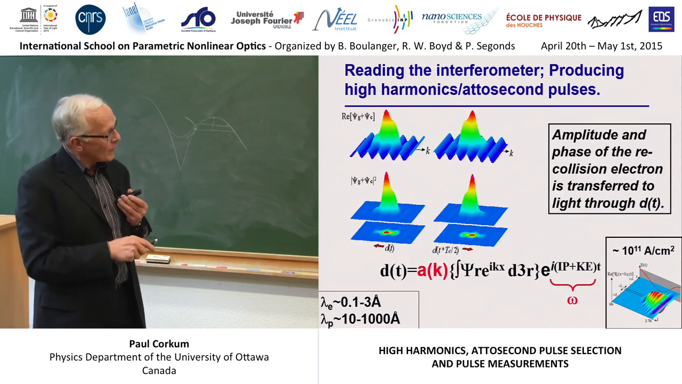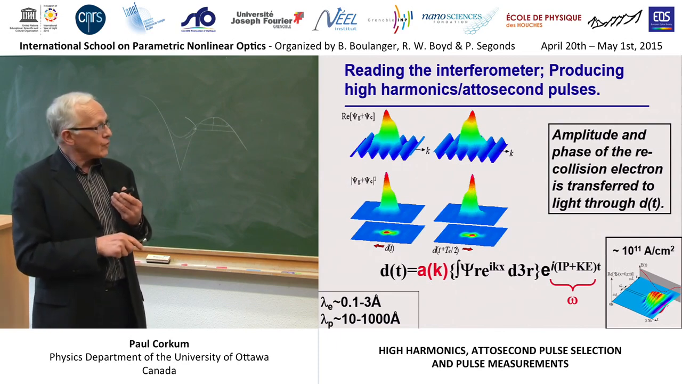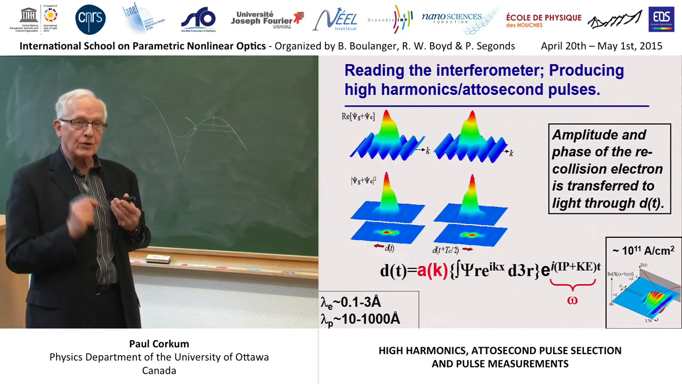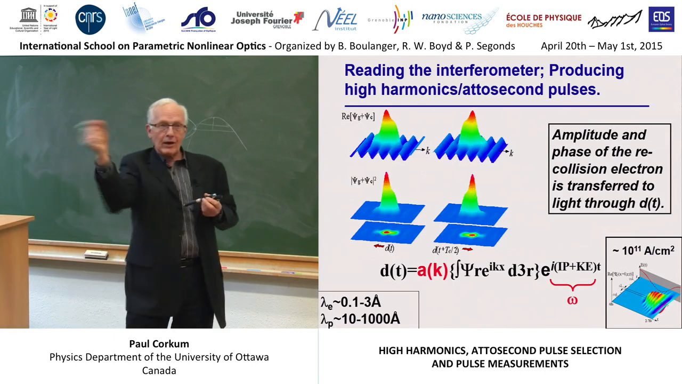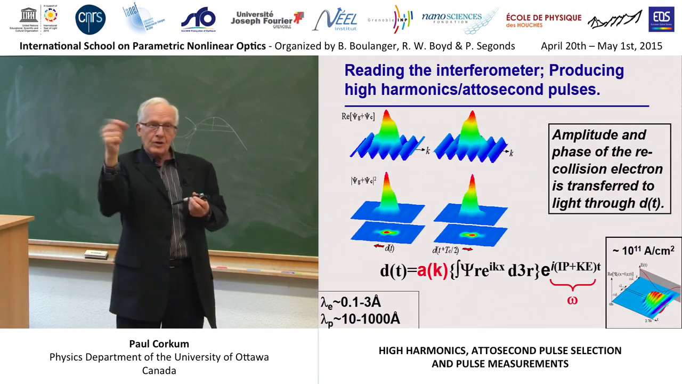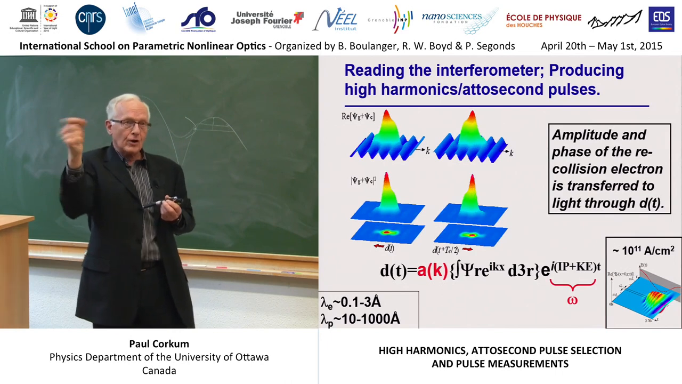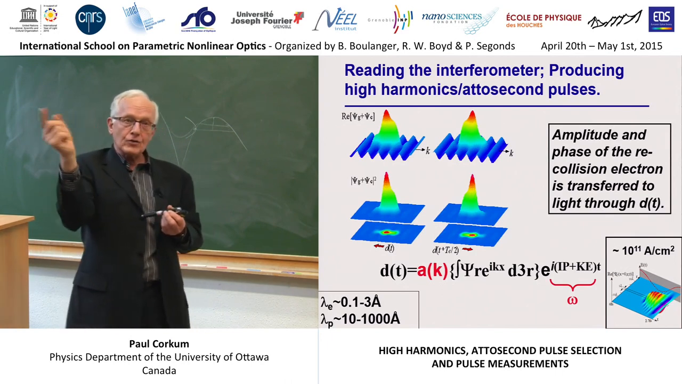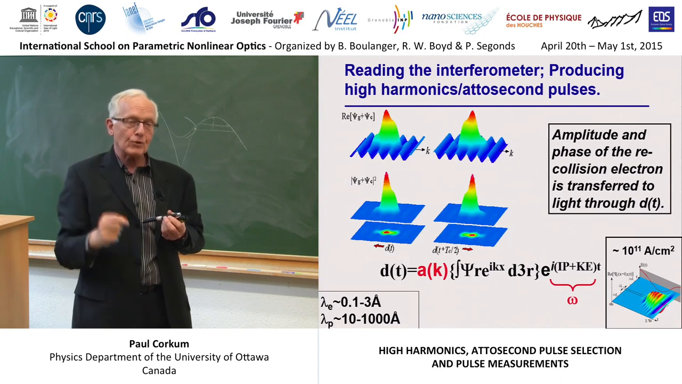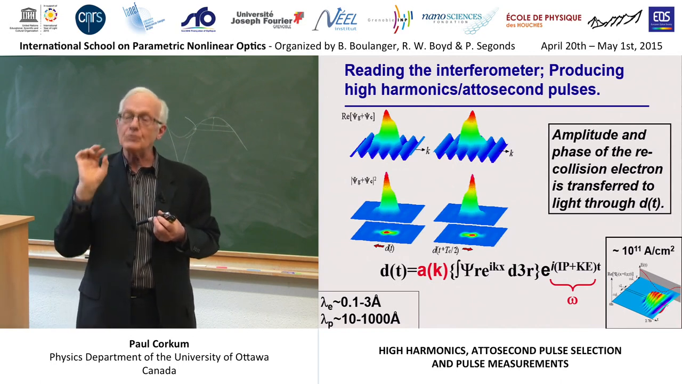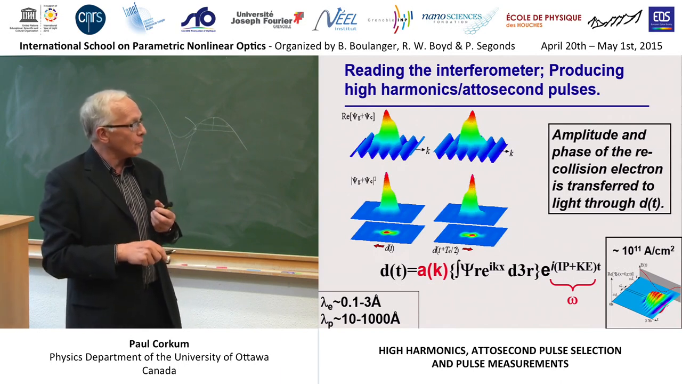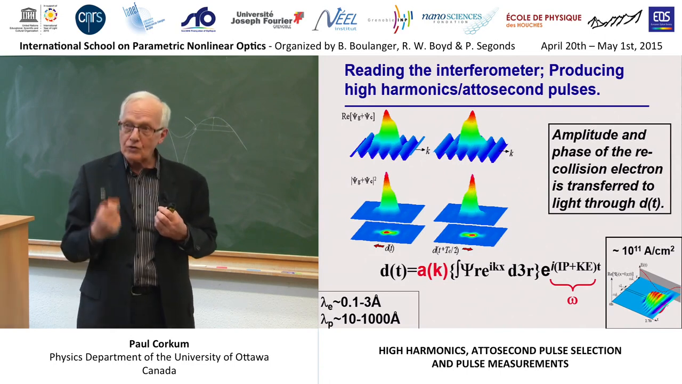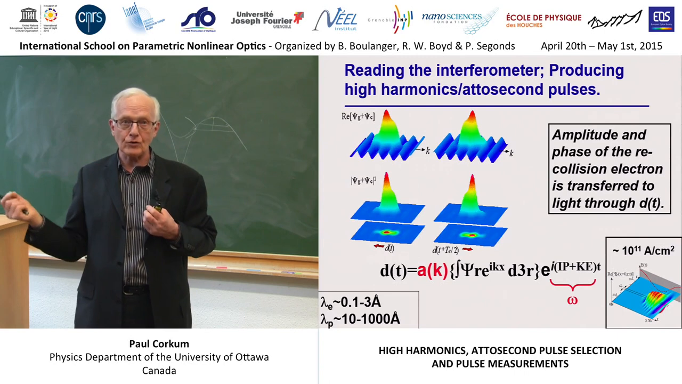But this electron is moving rapidly, and so where once there was a minimum, now there's a maximum, and so on. Square it, and so the dipole moves because the interference is moving because of the motion of the wave packet. So I have an oscillating dipole back and forth, back and forth, back and forth, emitting radiation. Now you can see the frequency of the radiation because it's the oscillation of the dipole. As the electron changes, the oscillation will change, the frequency will change. So you understand where the frequency comes from. You understand the phase, because the phase of the oscillation is determined by the amplitude and phase of the recollision electron, which is transferred to the light through the dipole moment or the transition moment.